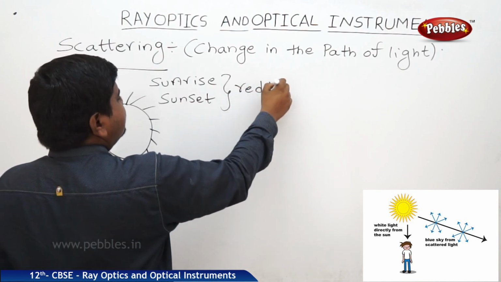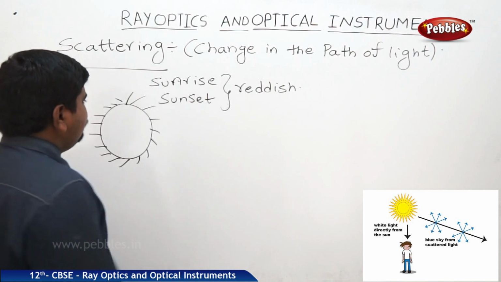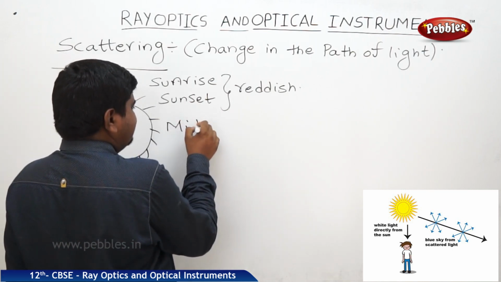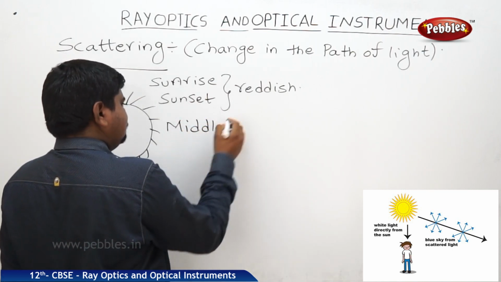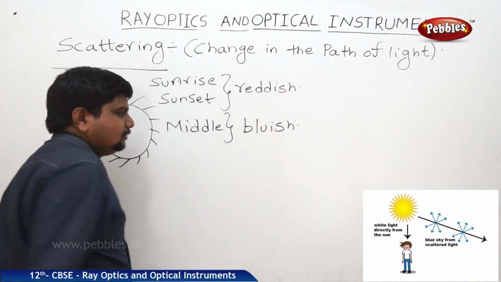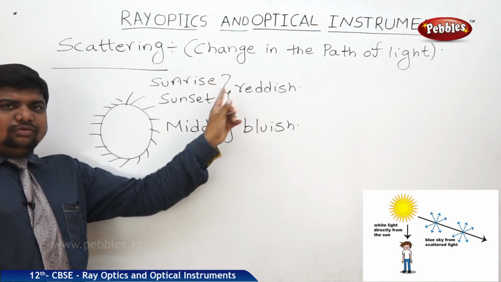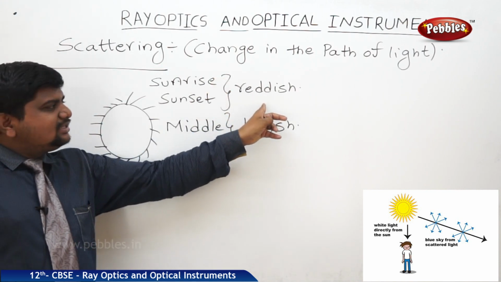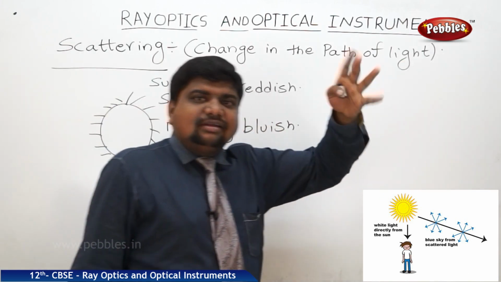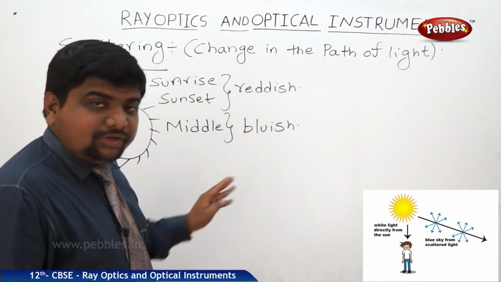Reddish sky. In the middle of the sunrise and sunset, the middle of the day, the sky is bluish. Whenever it is sunrise and sunset, only red color appears, and all the remaining 6 colors do not appear, meaning they are removed by the scattering. Why? We are going to discuss.